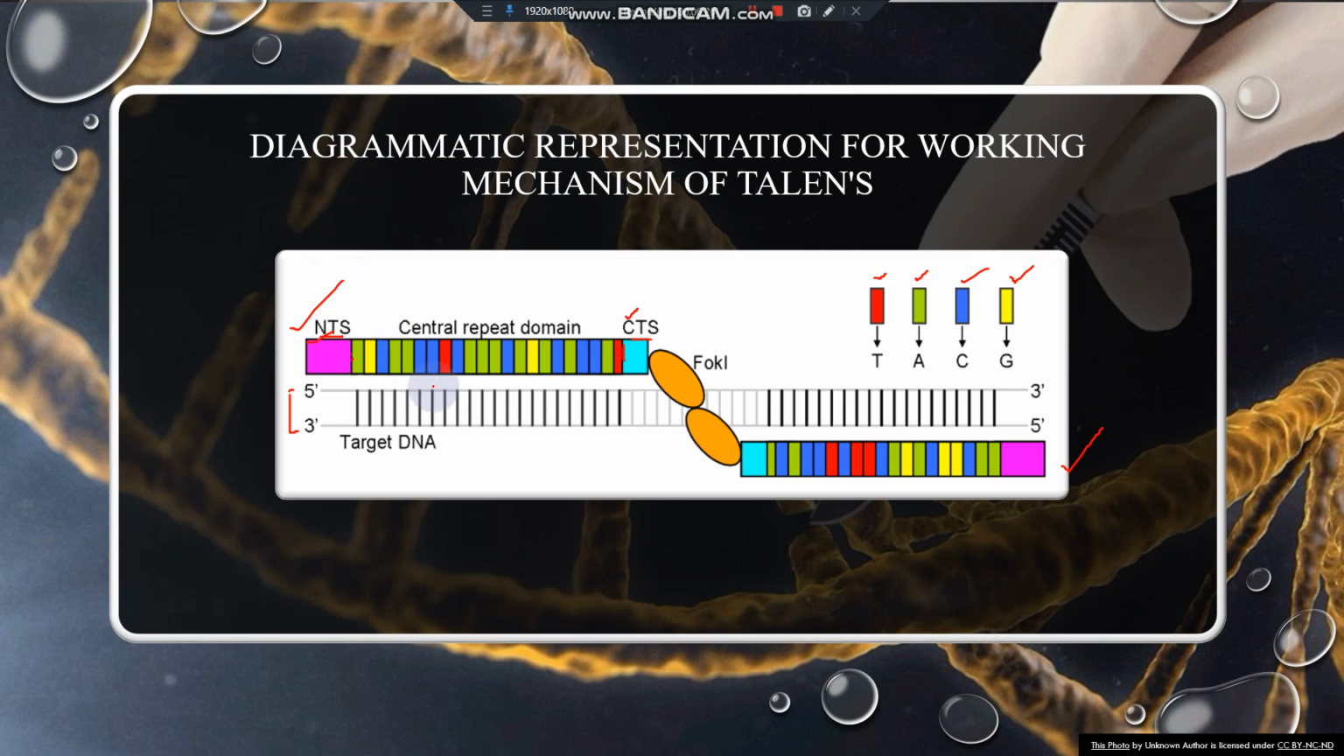The DNA binding domain contains a highly conserved 33 to 34 amino acid sequence that gets repeated again and again, with the 12th and 13th pair as the divergent pair of amino acids. The TAL effector is then fused with the FokI nuclease. So this is our TAL effector.